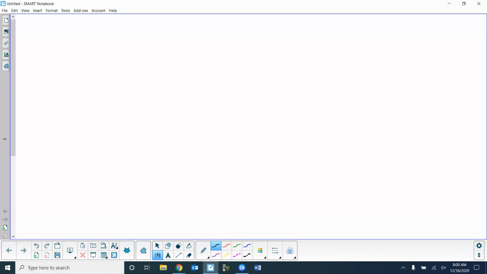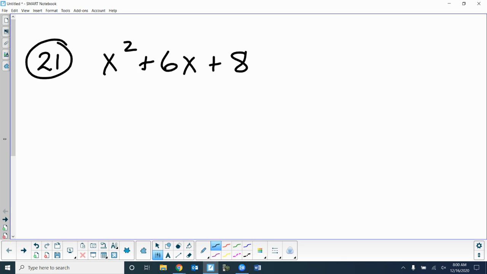Okay, so we're starting at 21. This is one of those quadratic inequalities that we factored and then did those critical values on the number line. This factor is pretty easy. Factors of 8 that add up to 6 are 2 times 4, right? So x plus 2 and x plus 4.